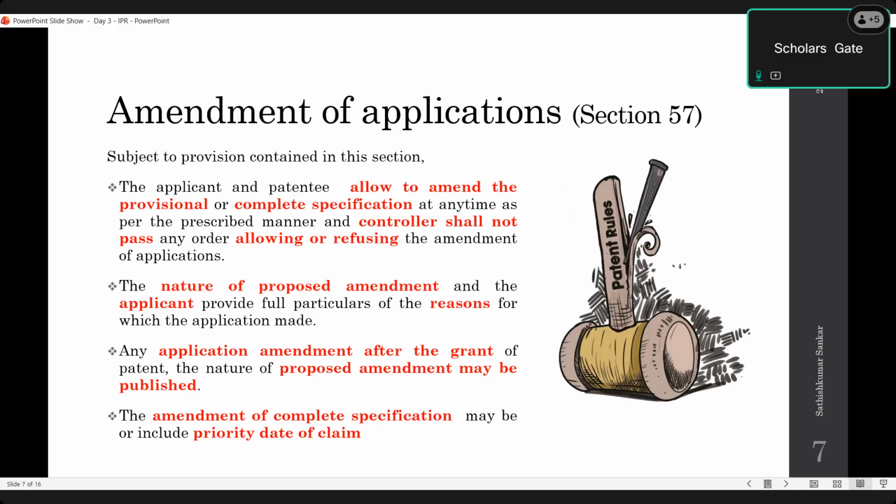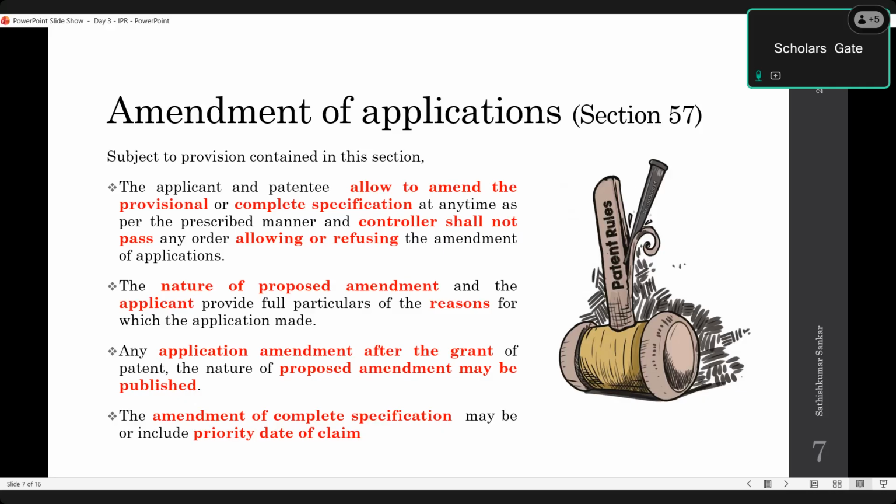So why do we want to amend that particular provisional or complete specification? That's the most important thing. Generally, our reason should be valid, because without a valid reason it's very difficult to process everything. If your reason for amending the provisional or complete specification is valid, the controller has no right to refuse the amendment of that particular application.